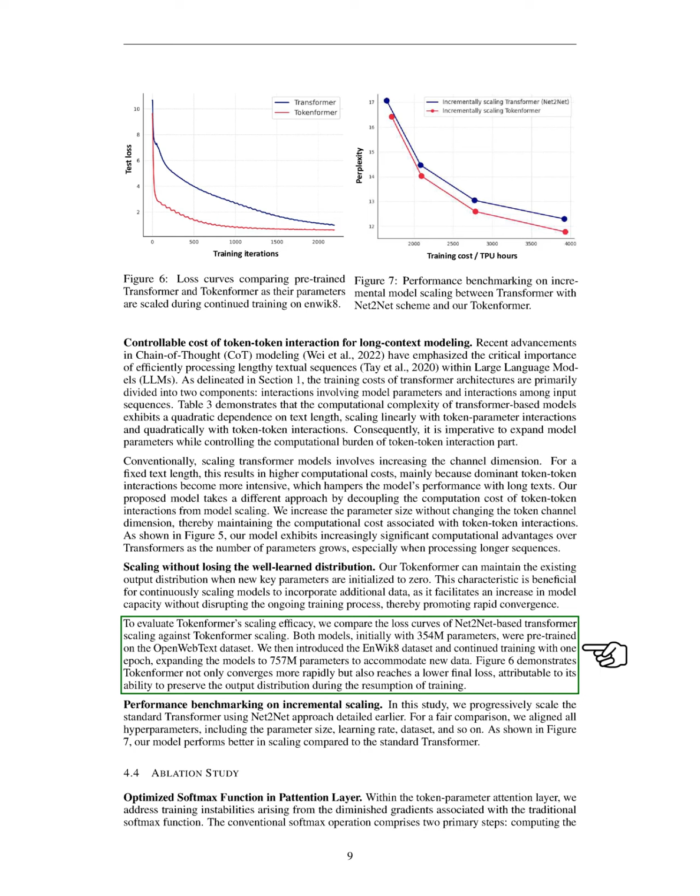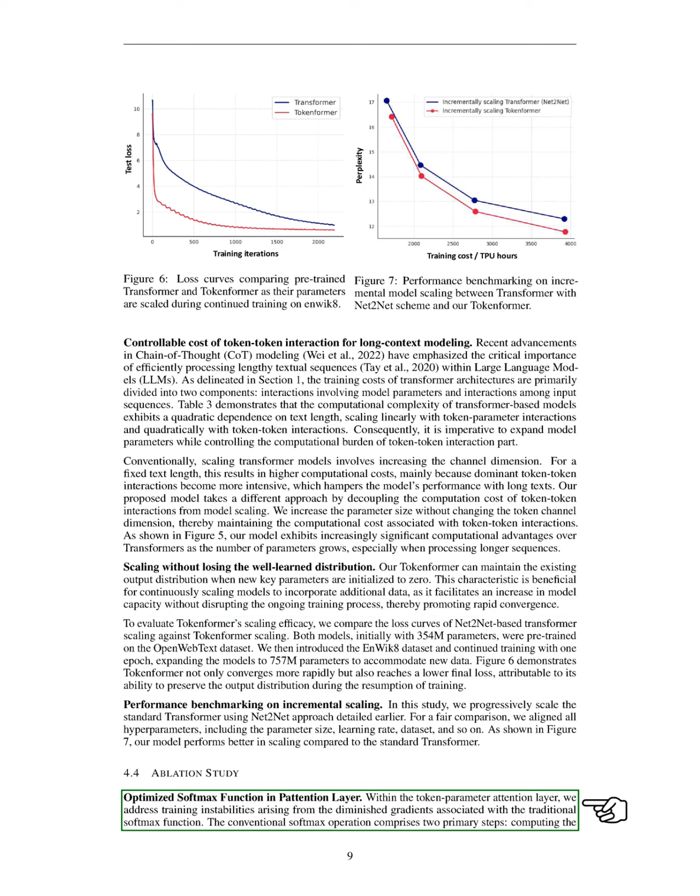In our performance benchmarking on incremental scaling, we progressively scale the standard transformer using the net-to-net approach, ensuring all hyperparameters are aligned for a fair comparison. Our results indicate that Tokenformer outperforms the standard transformer in scaling.